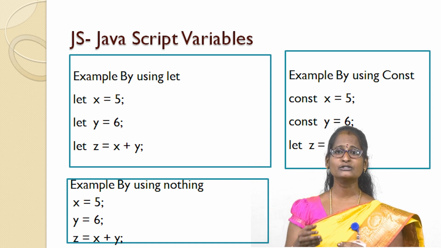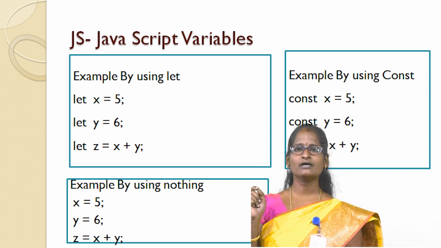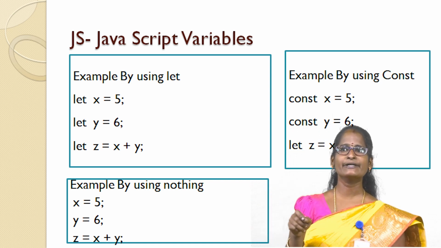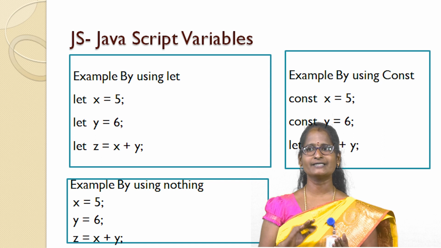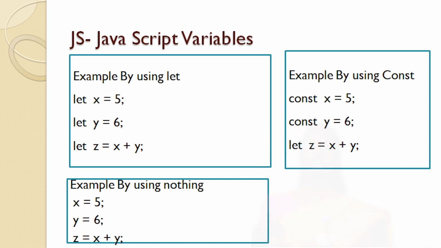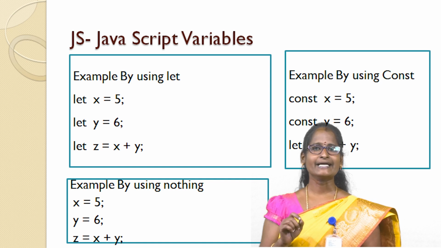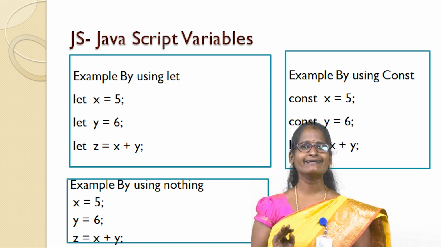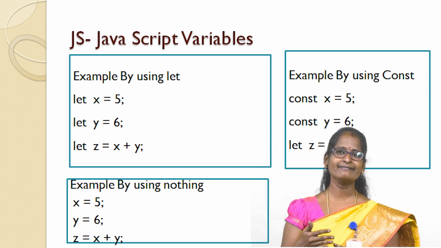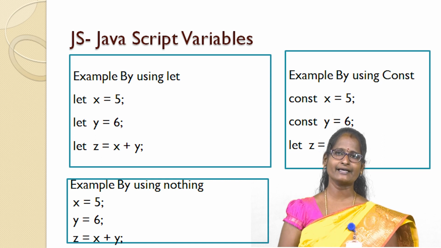Then the next one is using const. We can define the variables const x equal to 5, const y equal to 6. But we can use the variable, that is let z equal to x plus y. We can add the variables and store the result in z. Then the third one, by using nothing: x equal to 5, y equal to 6, just like that, z equal to x plus y. We can add the x and y values and store them in the z value.